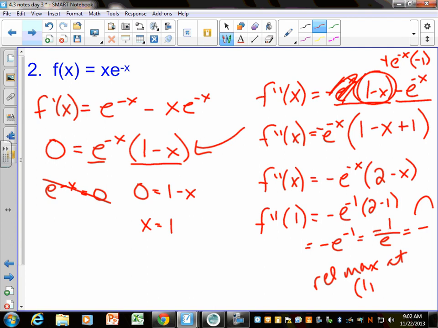Which gives me e to the negative 1, or 1 over e. Is doing a number line any faster than that? I don't know. Maybe. It depends. Either way, you gotta plug something with e. But not impossible.